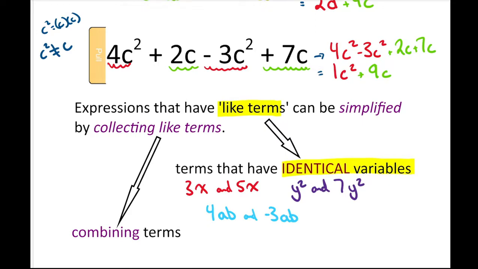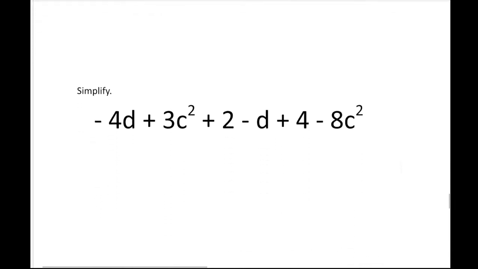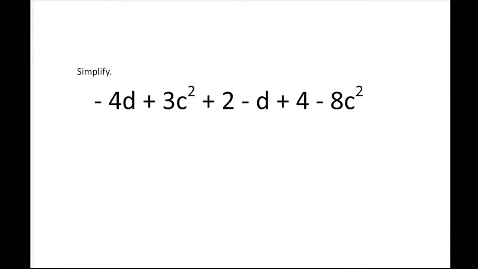So when expressions have like terms, they can be simplified or made shorter by collecting like terms. So again, that's the term that we're using to basically just mean combining terms. We're just making things shorter. So everything that we've been doing has been collecting like terms. So let's look at a couple of examples. Again, what's helpful is to draw a line or a squiggly line or something underneath each term to help us figure out which parts are the same.